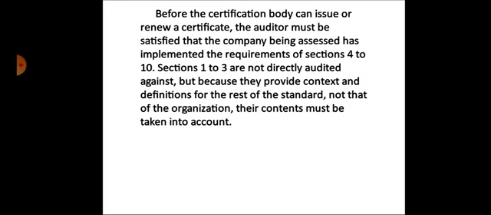Before the certification body can issue or renew a certificate, the auditor must be certain that the company being assessed has implemented the requirements of Sections 4 to 10. Sections 1 to 3 are not directly audited against, but because they provide context and definitions for the rest of the standard, their contents must be taken into account.